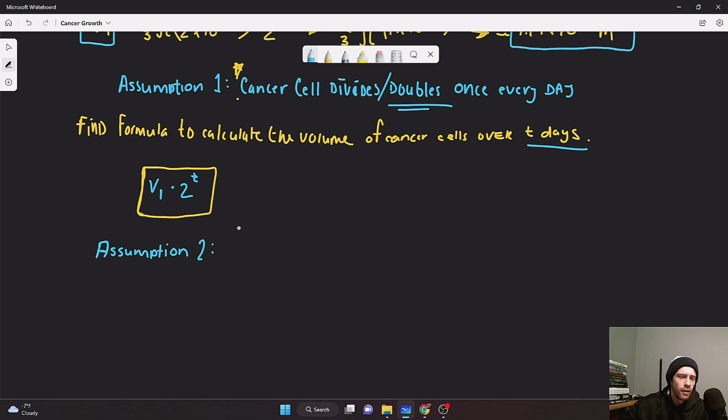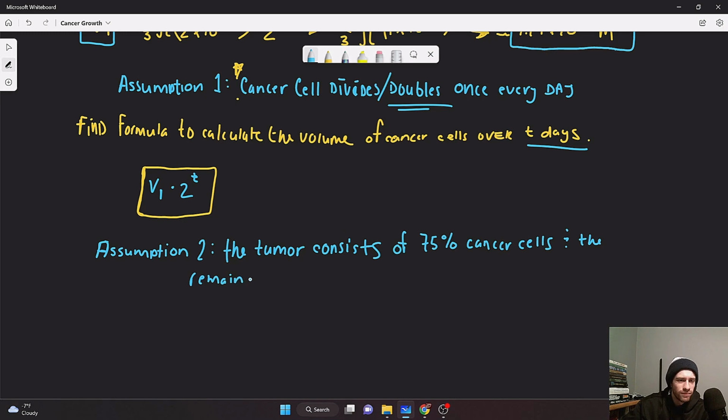Assumption number 2. The tumor consists of, let's say, 75% cancer cells, and the remainder is blood vessels and empty space.